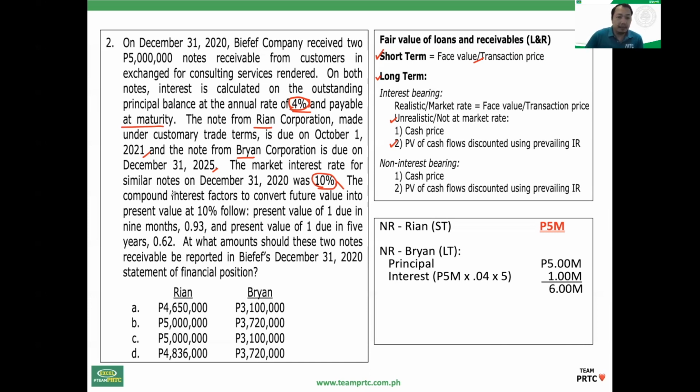Okay? So the factor given, this one, 0.62. So the cash flows, the principal and interest to be collected one time, discounted at 10%, 5 periods. So at present value. Okay? So again, yung kay Rian, short term. Kaya yung face value, yun na din ang kanyang present value. Itong kay Brian, long term with unrealistic rate. So kaya kinuha natin yung present value of cash flows. So number 2, Brown. Okay? So the BFF, yan. Rian and Brian. Okay?